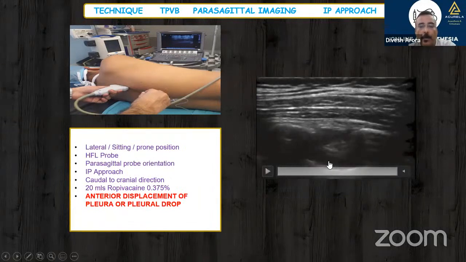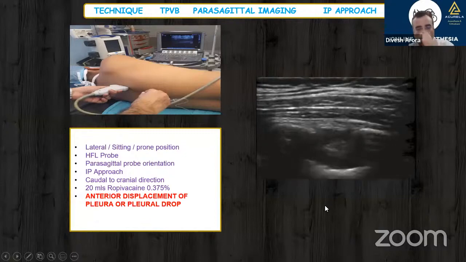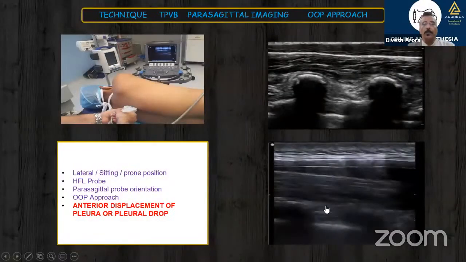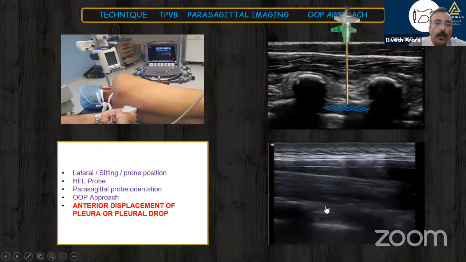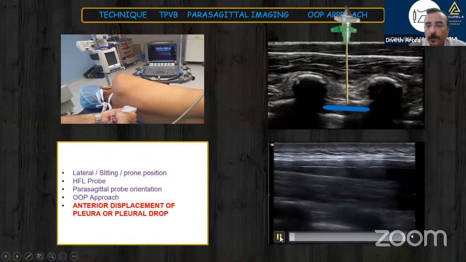Once completing the block, you can analyze the other spaces, and you realize the drug would have reached there also. Another approach which we have been doing in our department is the out-of-plane approach, where instead of coming from caudal to cranial in plane, we come anterior towards the superior costotransverse ligament. We try to pierce it, and we again watch for anterior displacement of the pleura, or pleural drop, as it is called. Let's have a look at this video.